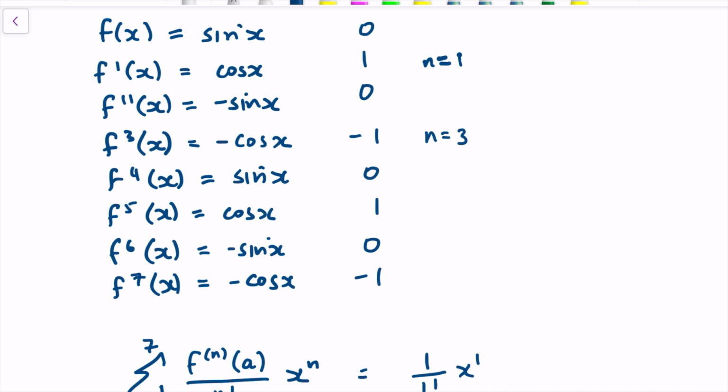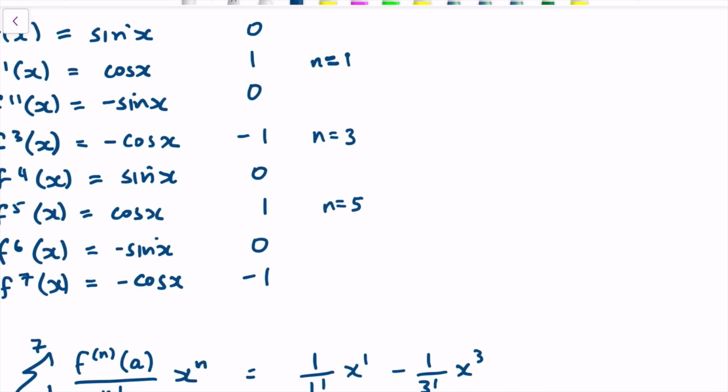n equals 3 is going to be minus 1 over 3 factorial times x cubed. n equals 5 comes in. That's plus 1 over 5 factorial, x to the 5. And then the last term we need, n equals 7. It's minus 1 over 7 factorial, x to the 7.